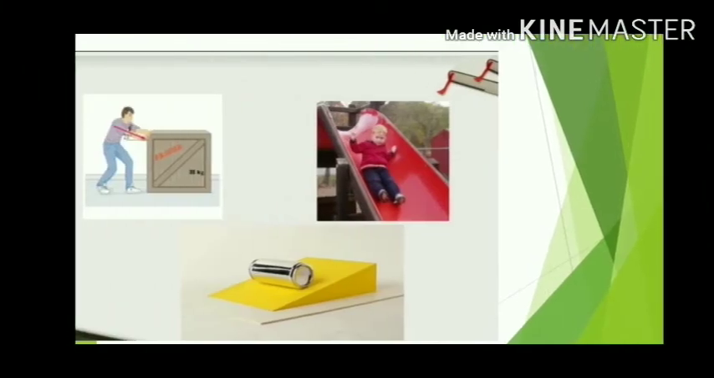Now see here, a person is pushing a weight. It becomes tougher because it has more mass, so friction will be more. Whereas on a slide, on a slope, the friction will be less. That's why we can feel less friction in the slope direction.